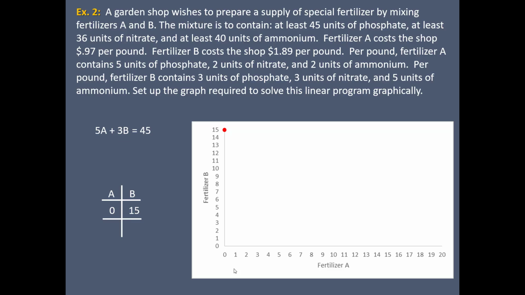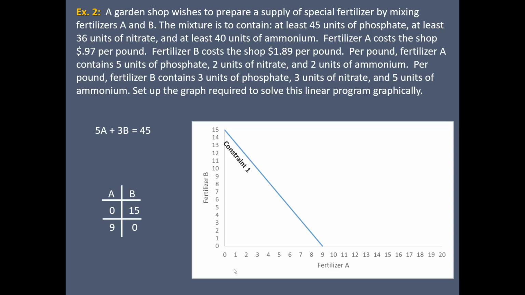I would repeat that process to get the x-axis point. In order to do that, I would simply sub in 0 for my B variable now. So subbing in 0 for B, I end up with 5A is equal to 45. A would be 45 divided by 5, or A is equal to 9. And I now have my second point for the equation of this line. I just connect those two values, and I have now graphed constraint 1.